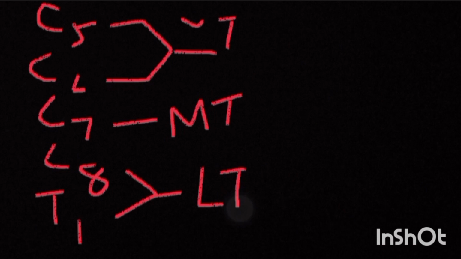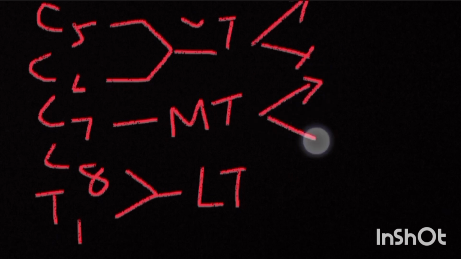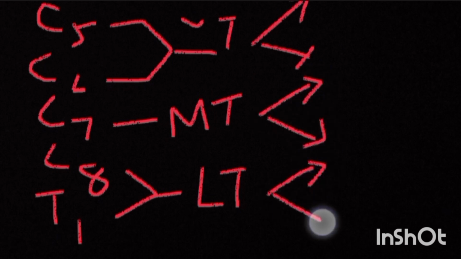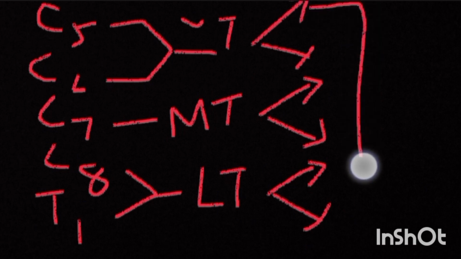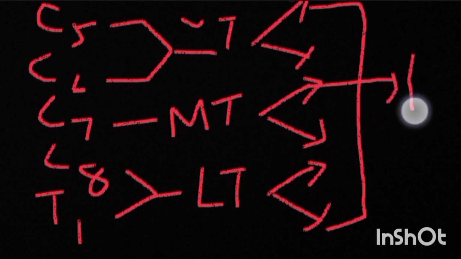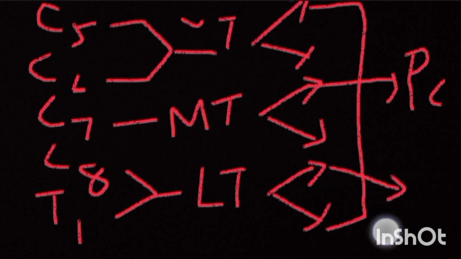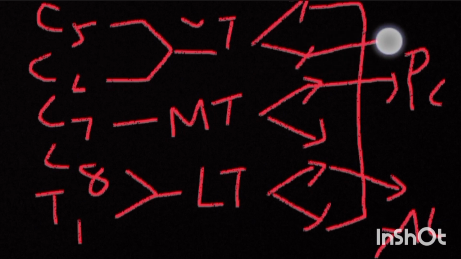Each trunk divides into ventral division and dorsal division. From the dorsal divisions of all trunks, it forms posterior cord. Ventral division of lower trunk forms medial cord. And ventral divisions from upper and middle trunk form lateral cord.